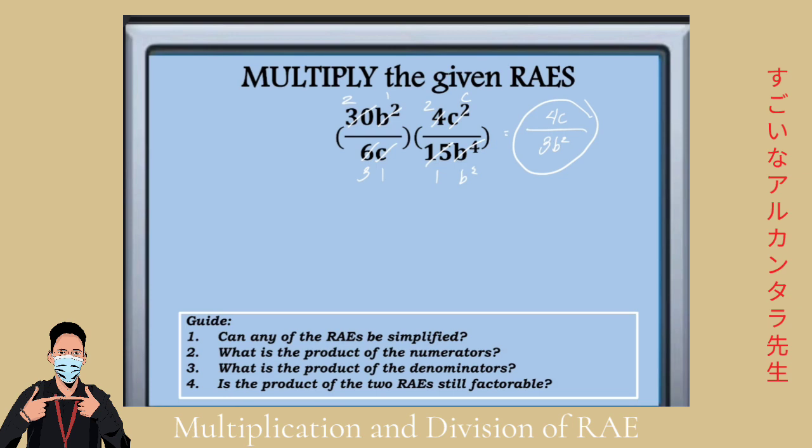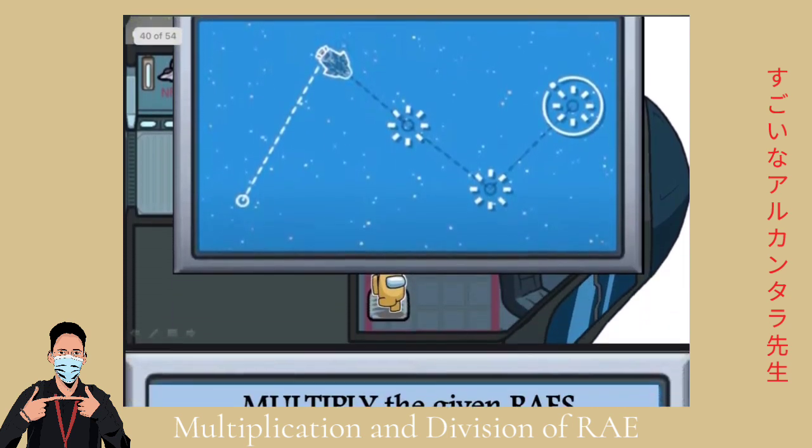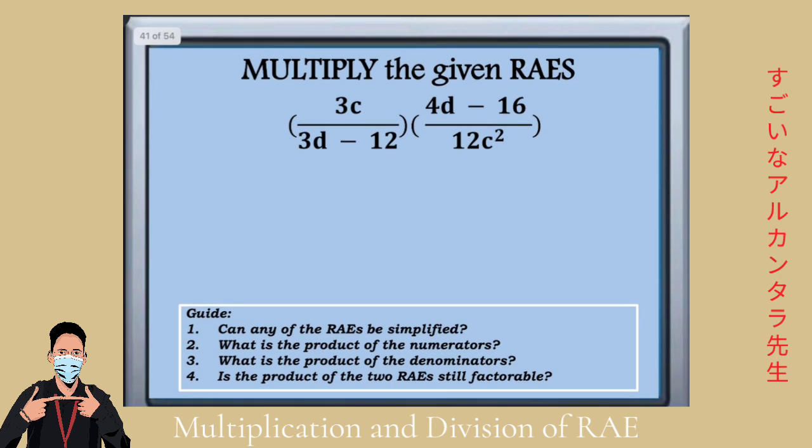Let's continue with some more examples. Here we go. Let's say we have this. Now we have to deal with this step by step. We have to factor out things that we need to factor out. 3d minus 12 is factorable, so we factor that first. There's a GCF of 3, and this will now become d minus 4.